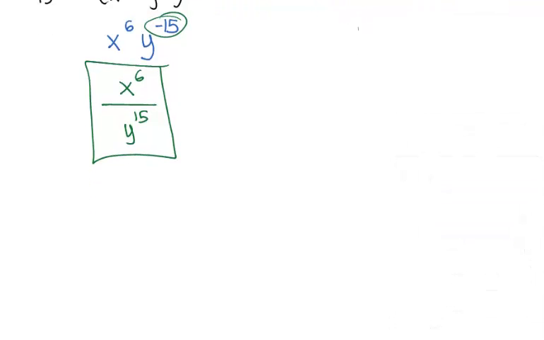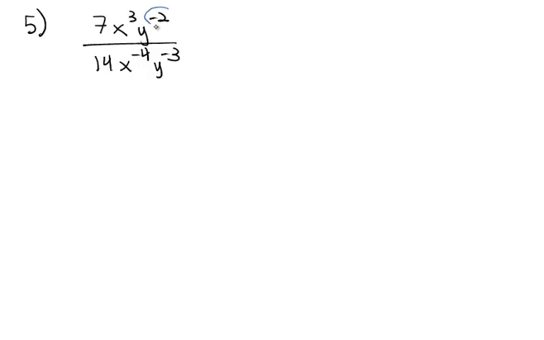Let's try another one. Let's do 7x cubed y to the negative 2 over 14x to the negative 4 y to the negative 3. This problem does not have any parentheses. Rather than subtracting with all the negatives, though, and risk a sign error, let's move all of these negative exponents around. So if there's a negative exponent, it's going to move to the opposite location.